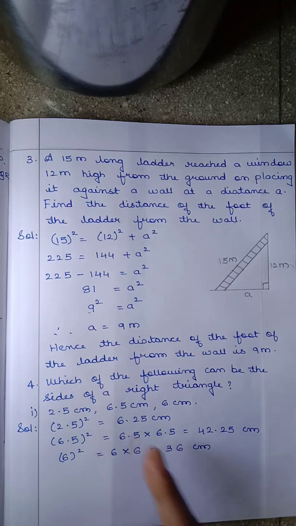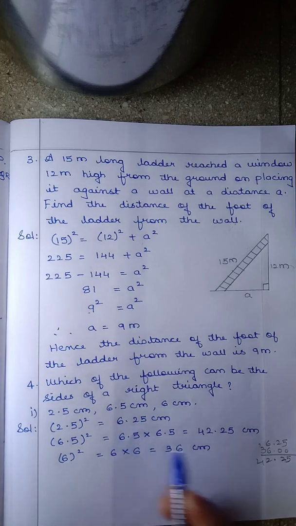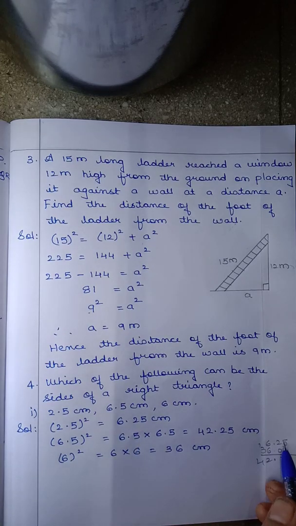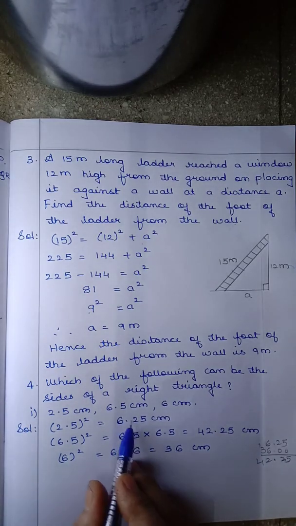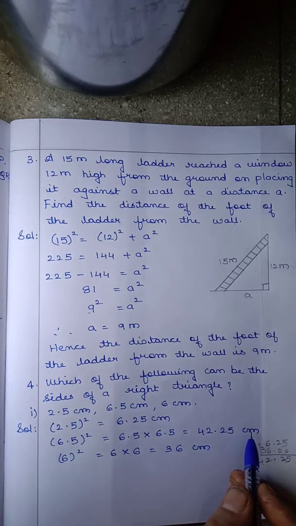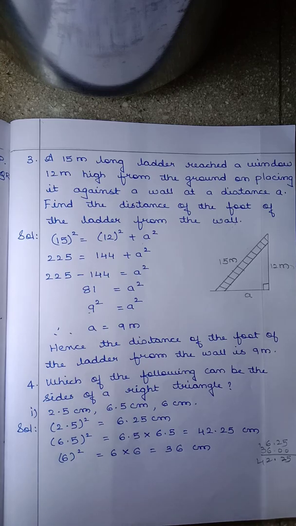Now if you add any two, can you get the third side? That you have to see, children. Okay, now see, children, if I add 36 and 6.25, I am going to get 42.25. This is nothing but the square of the third side. Okay, so that is, the sum of the squares of the two sides is equal to the square of the third side. Okay, so this satisfies the Pythagoras property. So this means a triangle with this measurement is a right angled triangle.